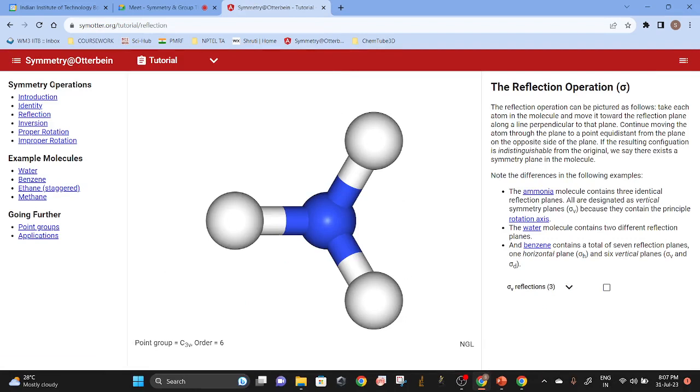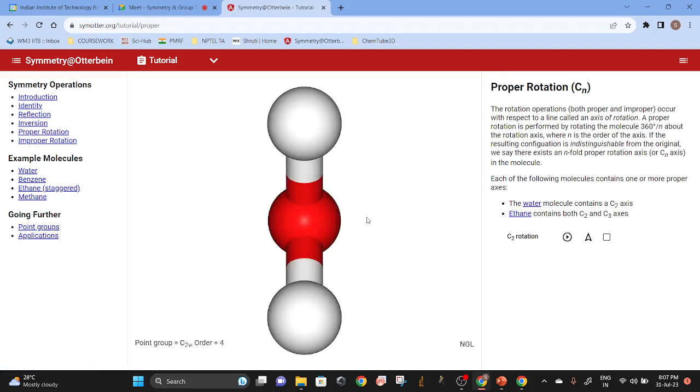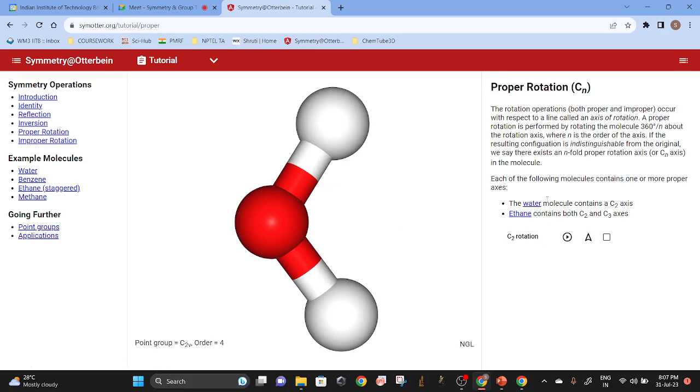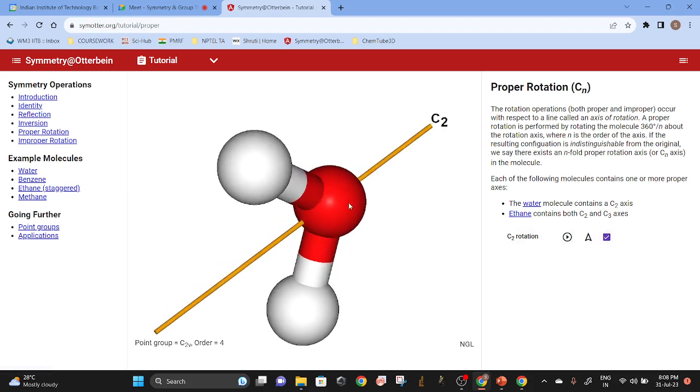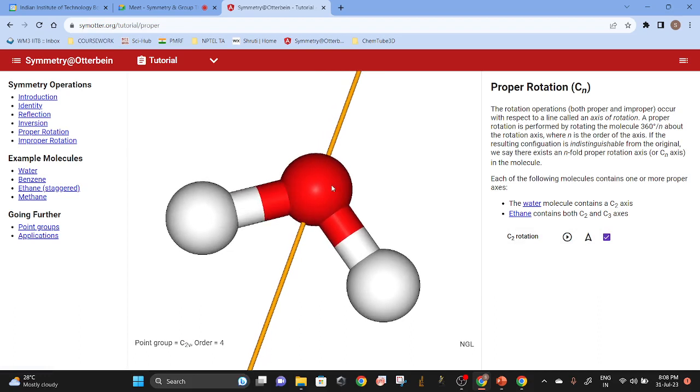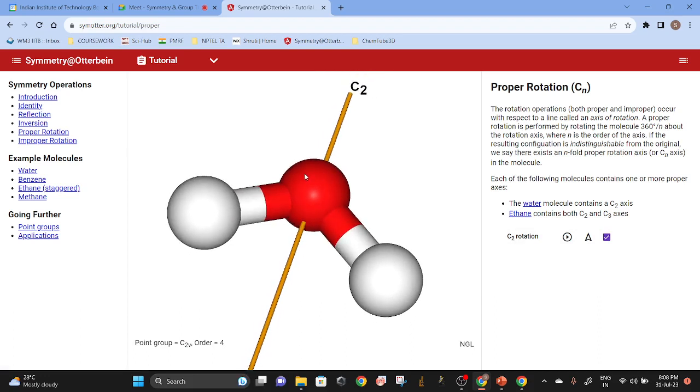So that is what I was telling about reflection. Now let's see rotation. The last example, then we will come to the assignments. Water, the most common example, has C2, right? C2 going through the oxygen atom. This is the C2. And as I told for the center of inversion, that it can be on the bond, in space, or on the atom, similarly for the axis also it is true. It can pierce the bond, or it can be in space as well.